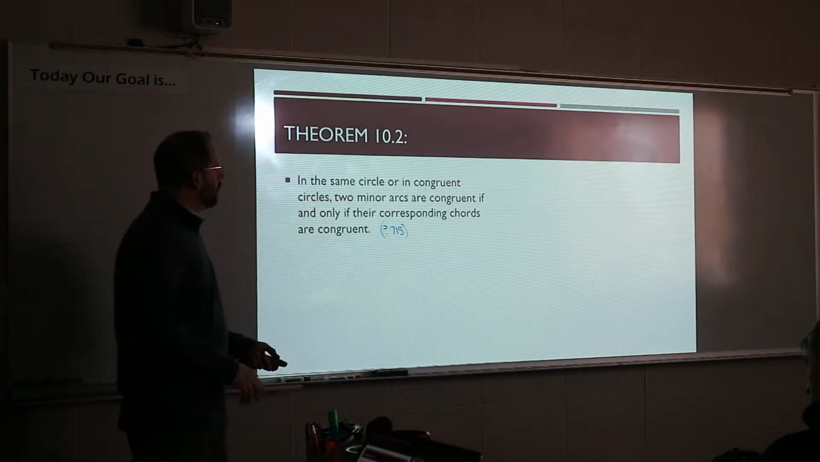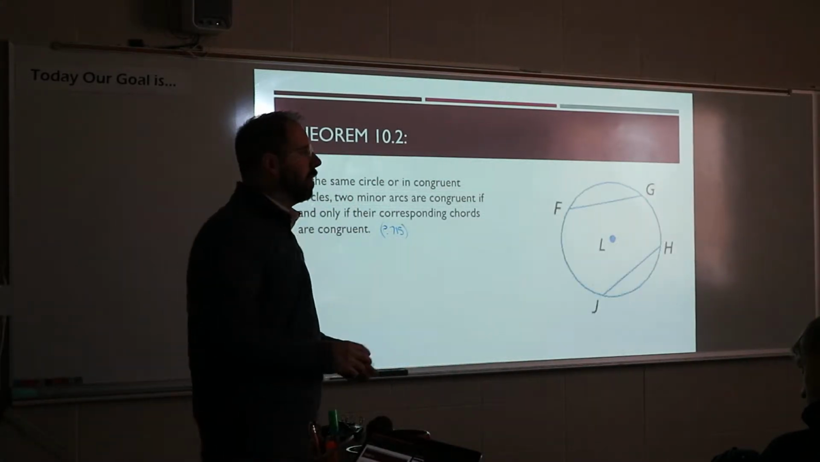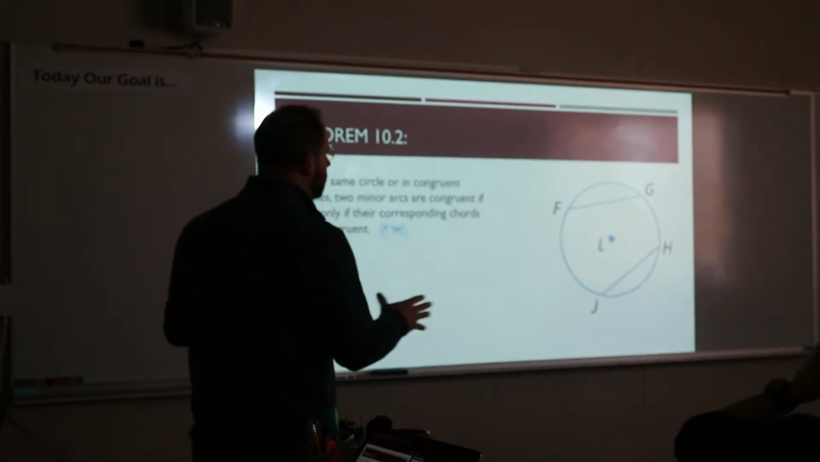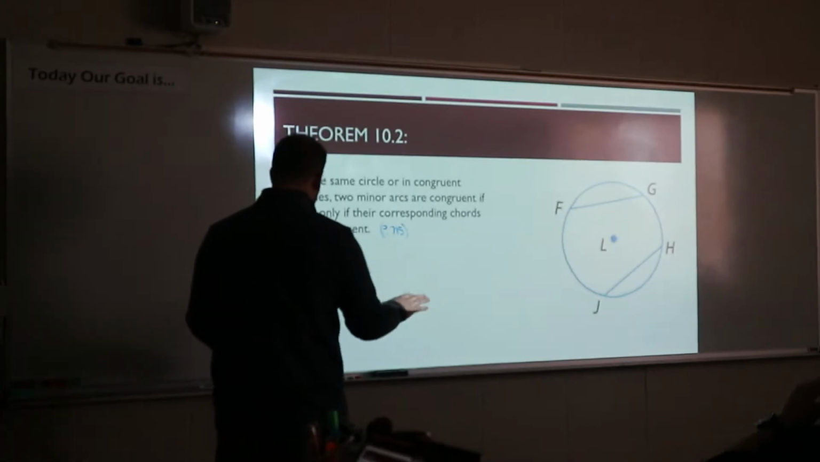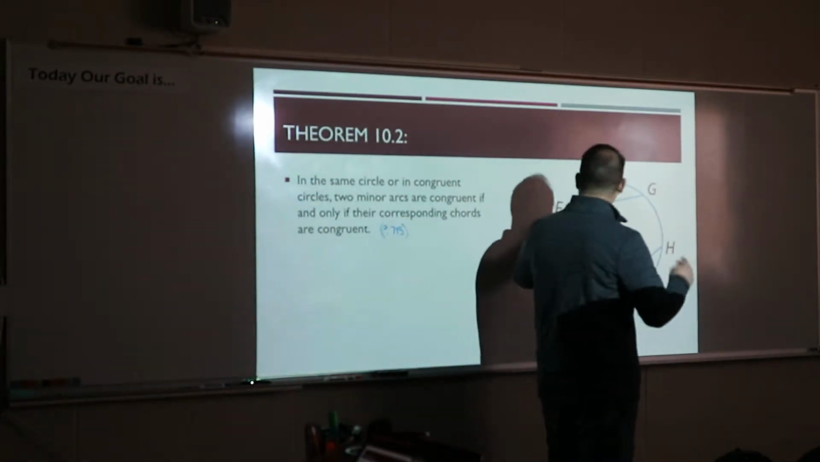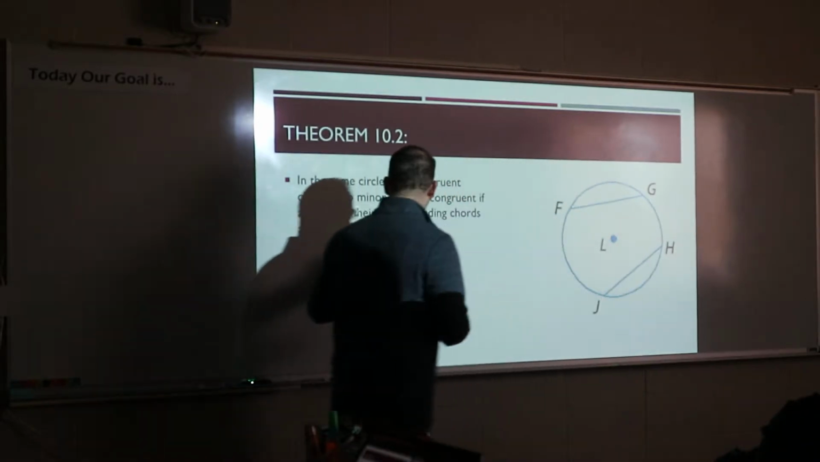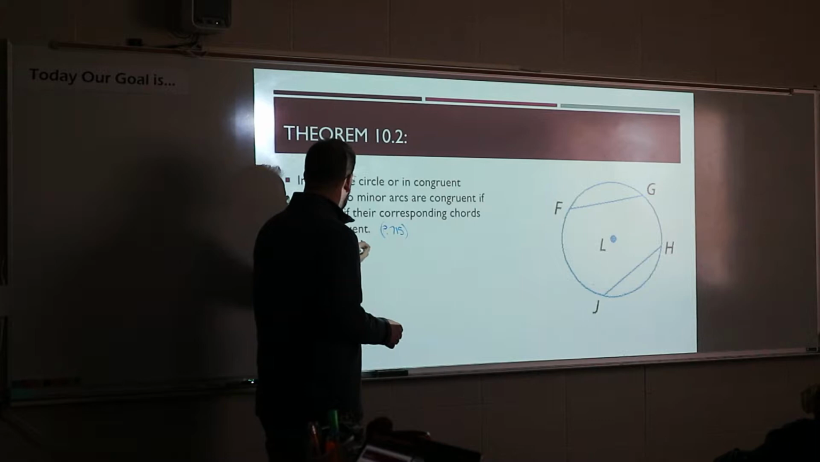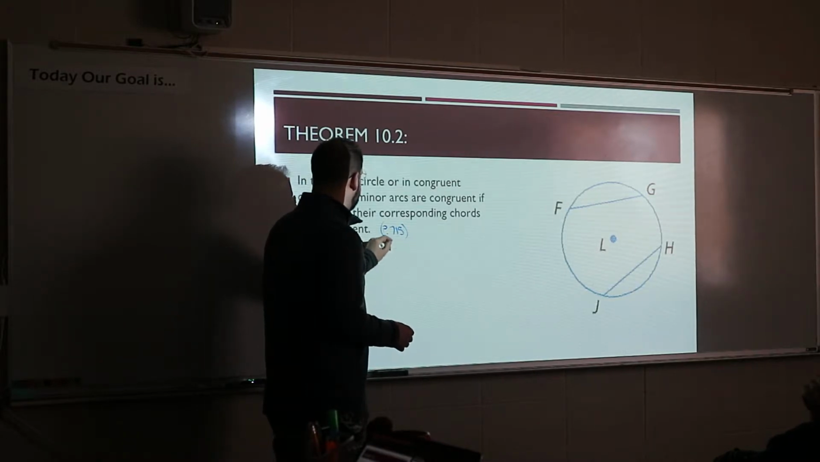So here we go. This is the picture they were talking about. On this example, I just used one circle. I didn't show two. What we're going to try to show is, and this is an if and only if statement, so it's a biconditional. Biconditional is when they use the word if and only if.